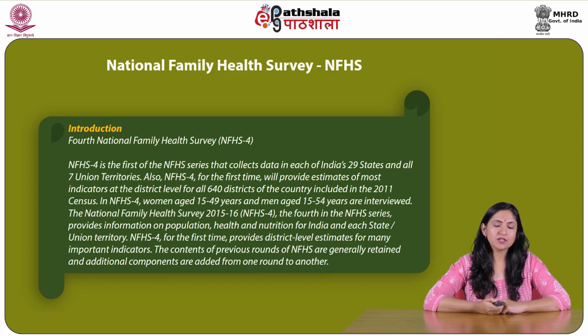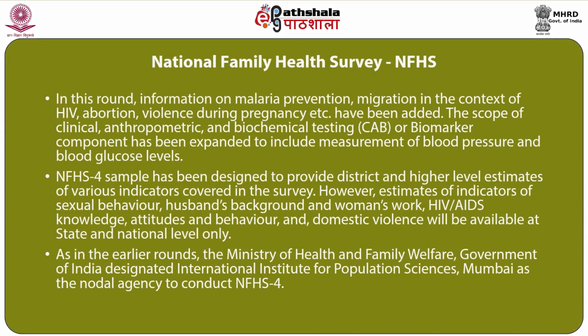The National Family Health Survey 2015-16, the fourth in the series, provides information on population, health and nutrition for India and each state and union territory. NFHS-4 for the first time provides district level estimates for many important indicators. The contents of previous rounds of NFHS are generally retained and additional components are added from one round to another. In this round, information on malaria prevention, migration in the context of HIV, abortion, violence during pregnancy, etc. have been added. The scope of clinical, anthropometric and biochemical testing, or CAB, the biomarker component, has also been expanded to include measurement of blood pressure and blood glucose levels.